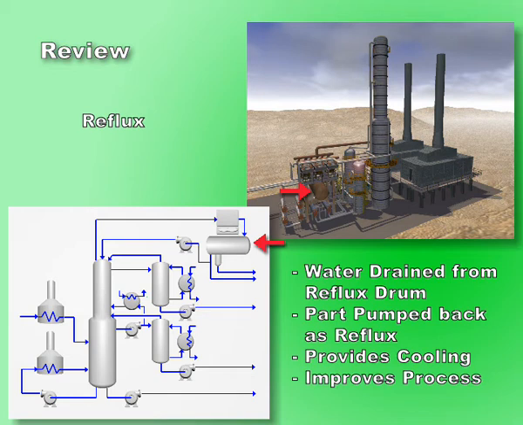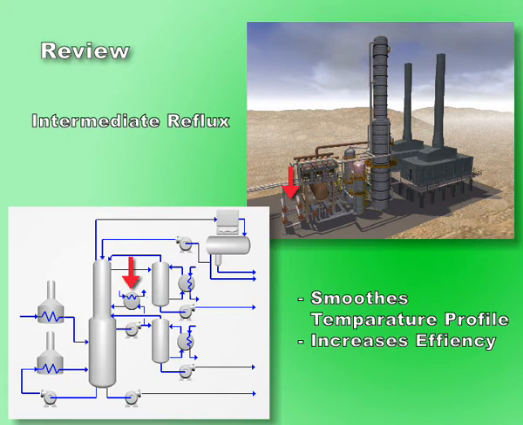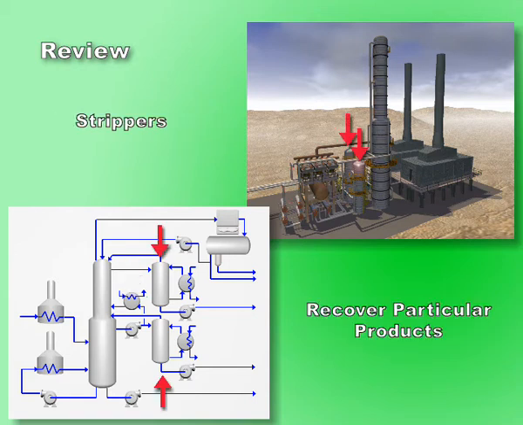Part of the overhead product is fed back into the column as reflux, providing cooling of the rising vapors to increase the effectiveness of the distillation process. Intermediate reflux further smooths the temperature profile by pumping liquid around, returning at about half the height of the column. Strippers are added by withdrawing products at specific positions in the column to recover particular products.